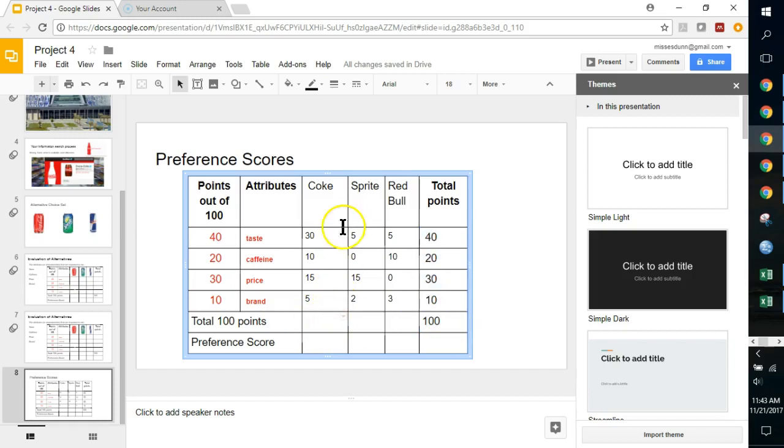Now I want to add up my preference score. I'm going to look at this column first. 30 plus 10 is 40, plus 20 is 60. So that gives me 60 points of my preference. Sprite gives me 22, and Red Bull gives me 18. So now I see which product I'm going to take. It is Coca-Cola. Then I move to the counter and I purchase the Coca-Cola.